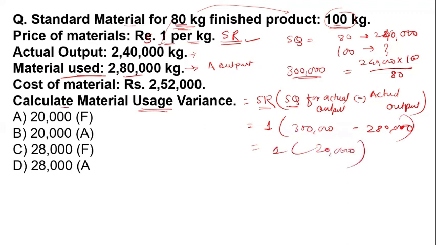Okay, so you know that here you can see that the standard quantity of the actual output is greater than the actual output. So if the standard is greater than the actual, then the answer will be favorable. Favorable in how much amount? 20,000. So option number A, that is favorable, and the amount is 20,000. Option number A is the correct answer for this question.